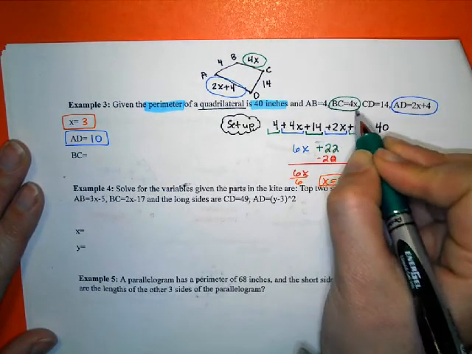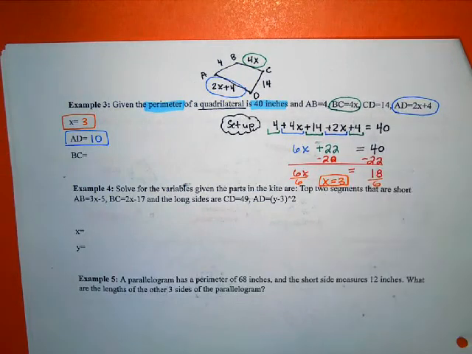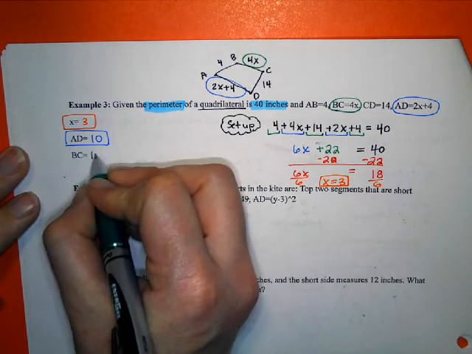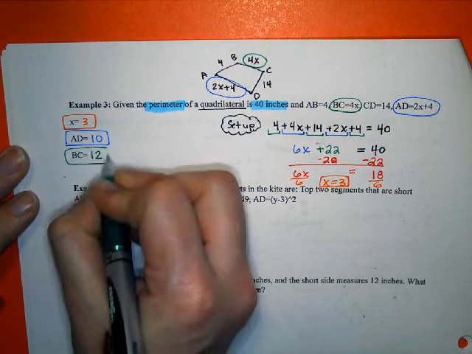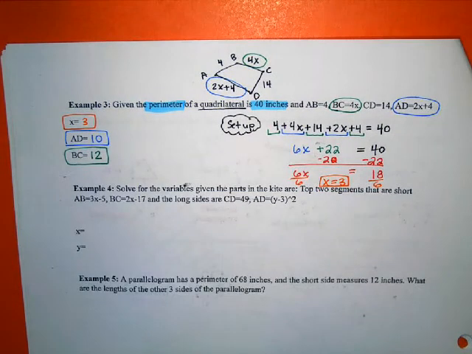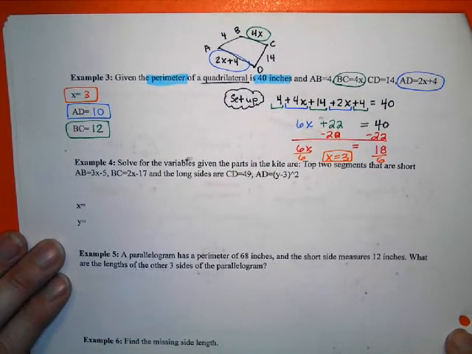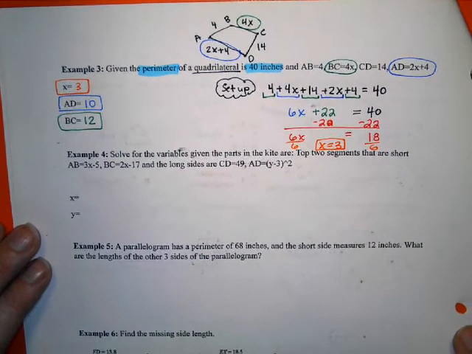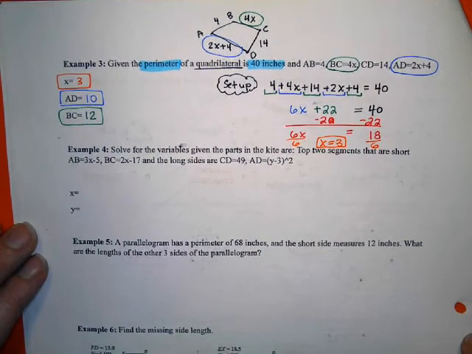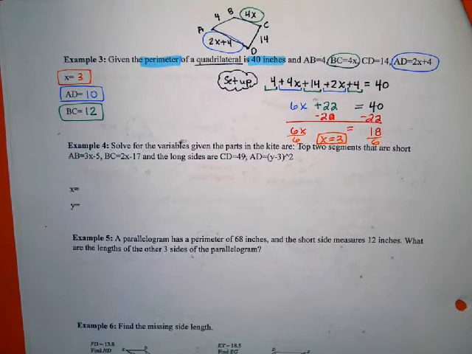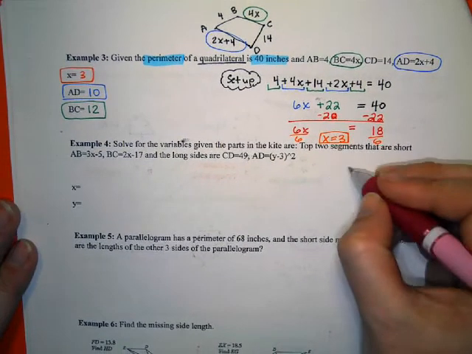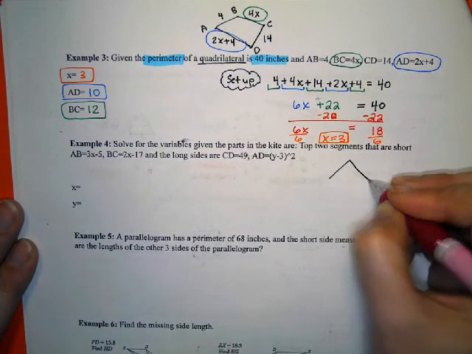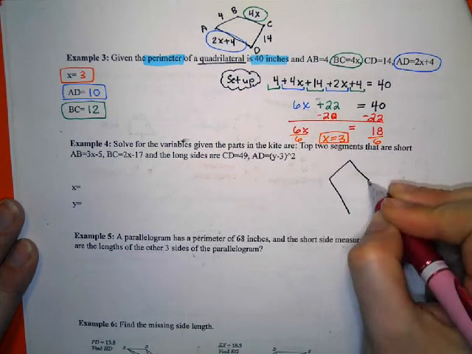B to C. Okay. B to C is right here. What happens when I plug a 3 in? 4 times 3 is 12. Questions?